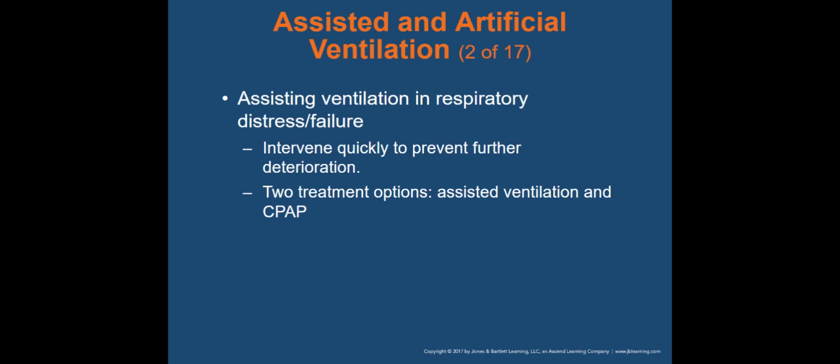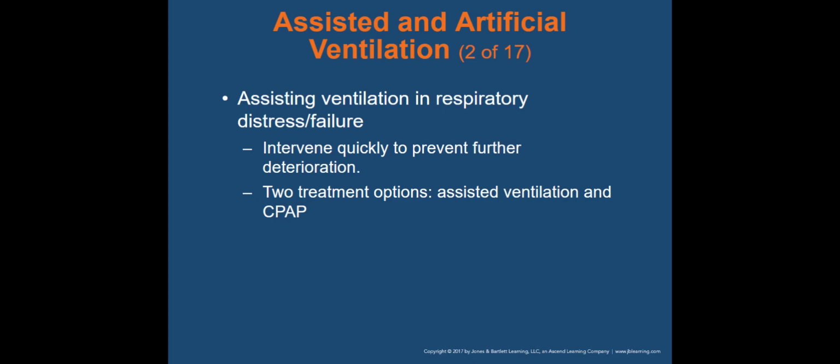Assisting ventilation in respiratory distress or failure, you must intervene quickly. So that means you really need to recognize it very quickly. The more experience you have, the easier it is to recognize this. Intervene quickly to prevent further deterioration. There are two treatment options: assisted ventilation and continuous positive airway pressure.